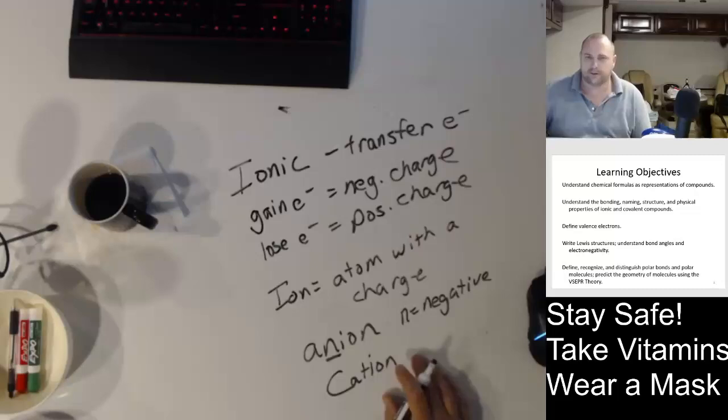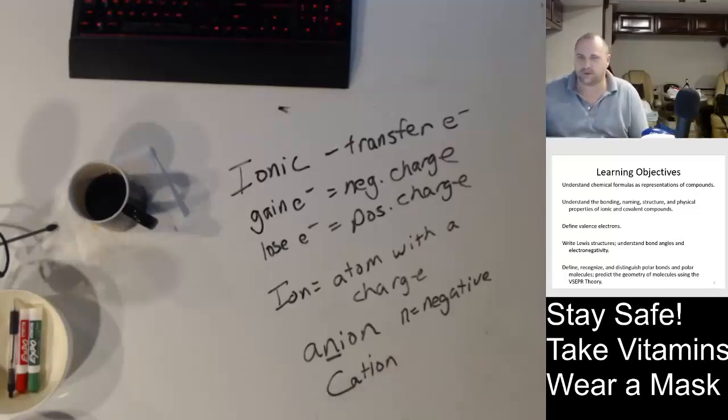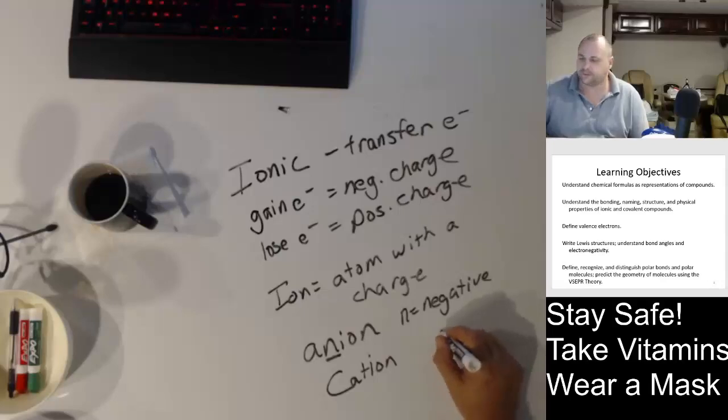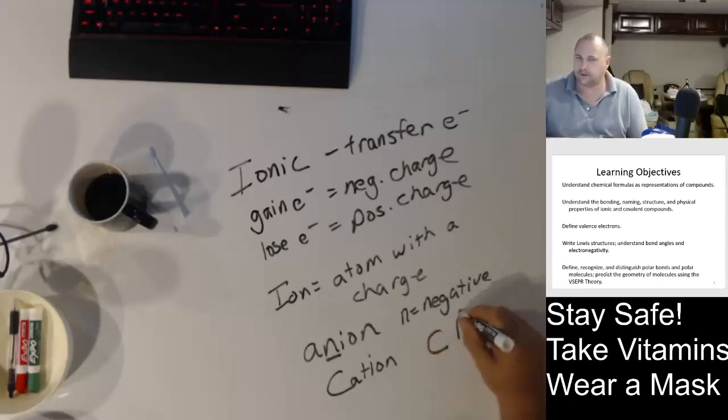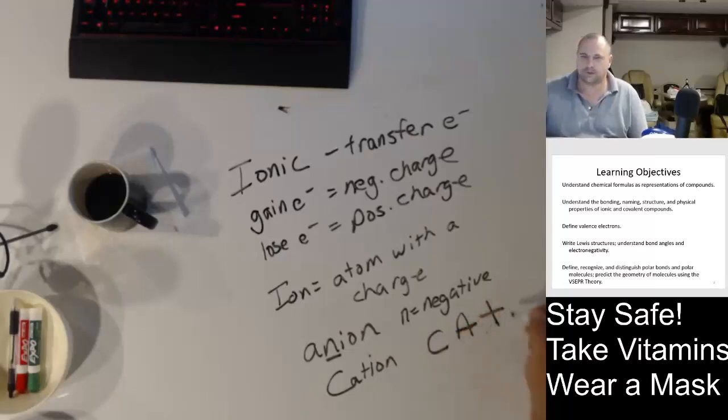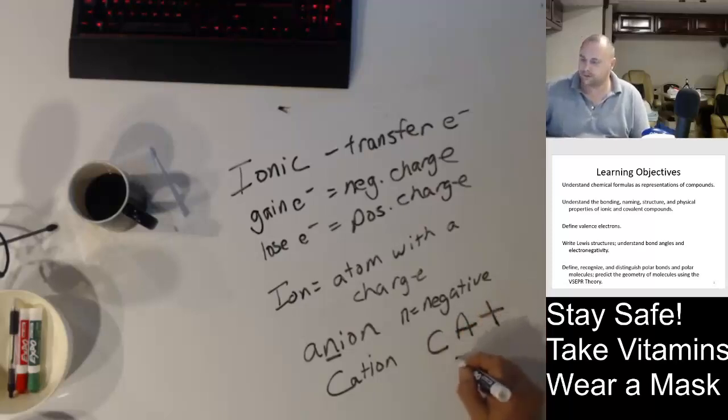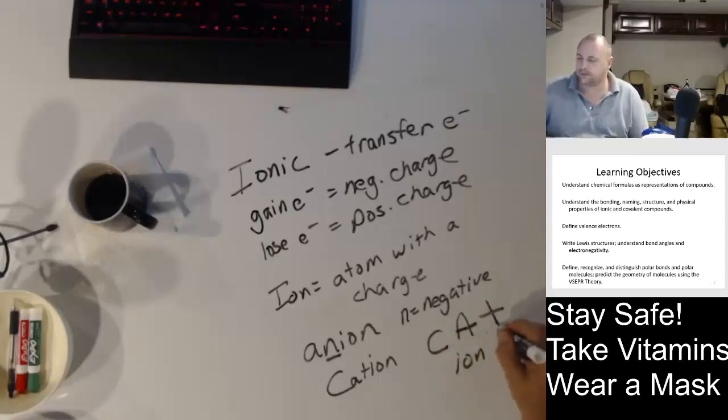Now, I learned this all kinds of crazy ways, but let's just show you the easiest one here. Man, I wish I'd known this when I was a student. You see a T, turn that T into a plus. A positive ion. Positive ion.